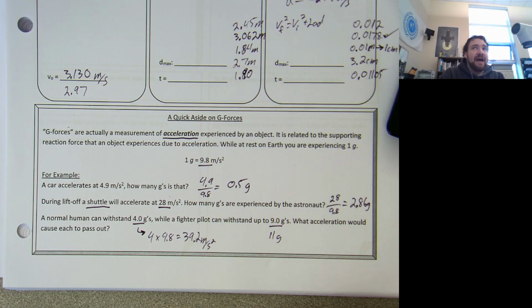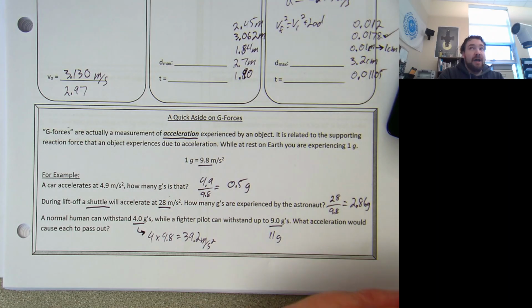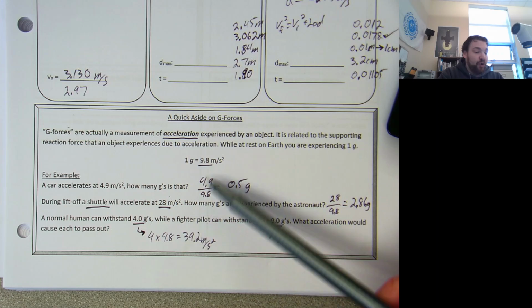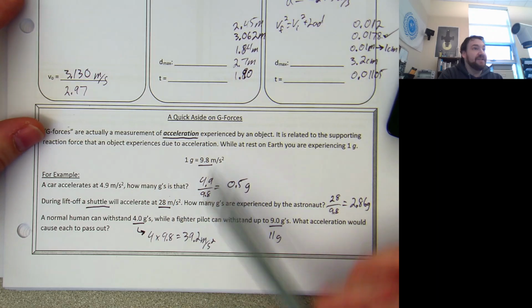One of the easiest ways to get accelerations like this, if you remember what it means to accelerate, an acceleration is a change in velocity. So you can change your velocity by speeding up, slowing down, or by turning a corner. And turning a corner is the easiest way to experience these kinds of accelerations.